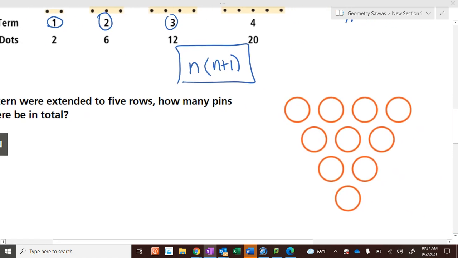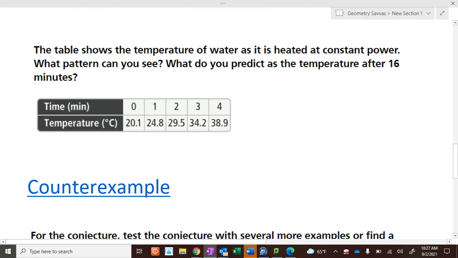Let's look at this one quick. If these are bowling pins, how many pins do I have here? 10. If I added another row, how many would I have? 15, because I'd add 5 more onto that. All right, this one's an easy one.